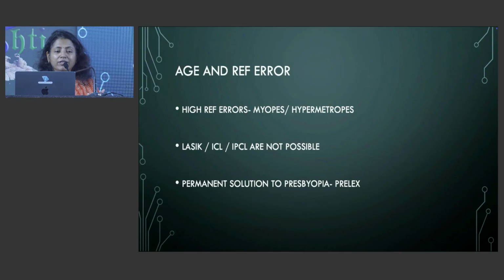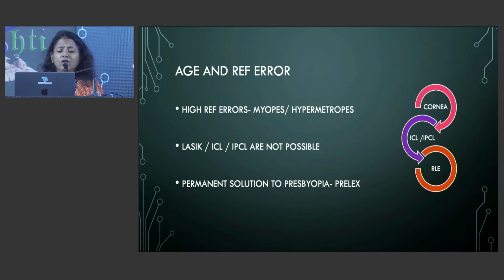And when you're looking for a permanent solution for presbyopia, this is becoming a very popular term called Prelex, which is being used by surgeons as an option to give to the patients as a permanent treatment for presbyopia. So, as refractive surgeons, the first thing we think of is the cornea-based procedures. If that is not possible, we go to ICL. If that is not possible, then the last option left is refractive lens exchange.